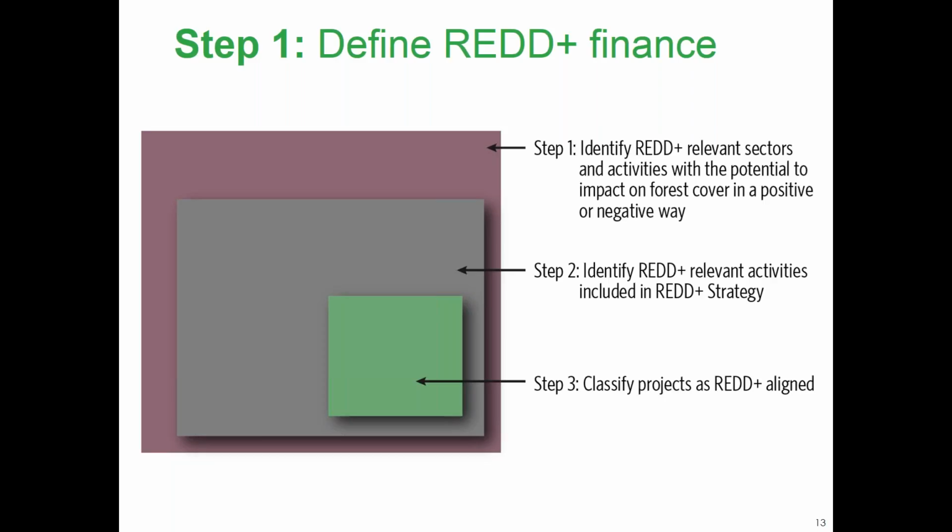We therefore started by identifying all activities or investments having an impact on forests within the sectors covered by this strategy. So these sectors are, for example, agriculture, energy, environment, forests, mining, planning, etc., across 12 ministries. From there, with the support of the different sectoral working groups, we developed a typology of activities aligned to REDD+ objectives.